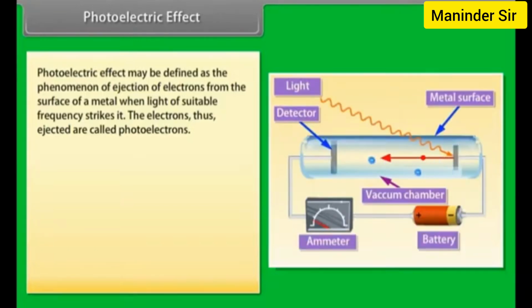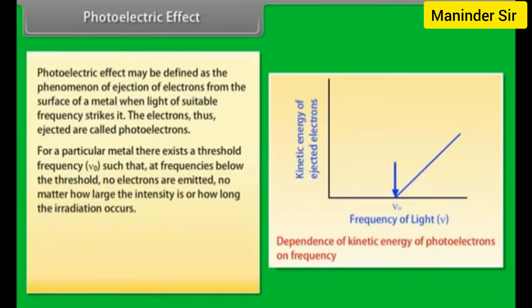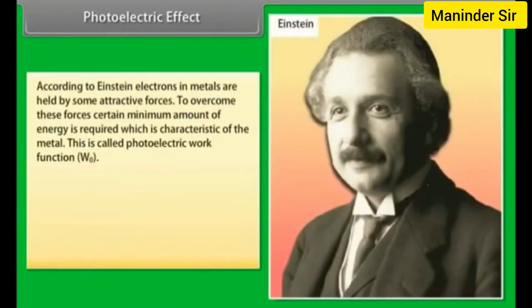When light of particular frequency strikes the metal surface, electrons are ejected from the metal surface, which are detected by the detector. For a particular metal, there exists a threshold frequency nu naught, such that at frequencies below the threshold, no electrons are emitted, no matter how large the intensity is or how long the radiation occurs. The number of photoelectrons emitted per second is directly proportional to the intensity of the incident radiation but does not depend upon its frequency.